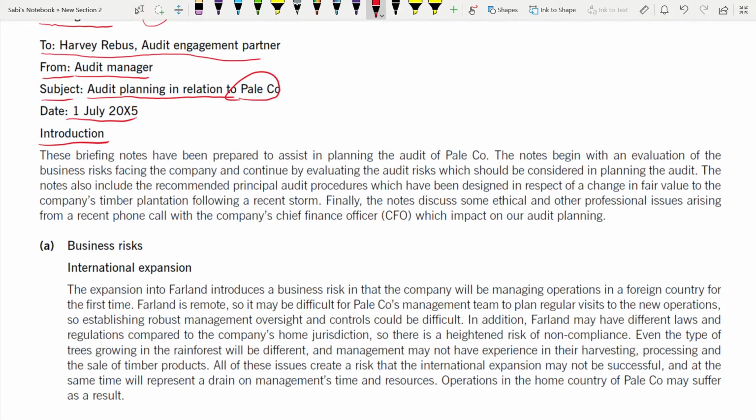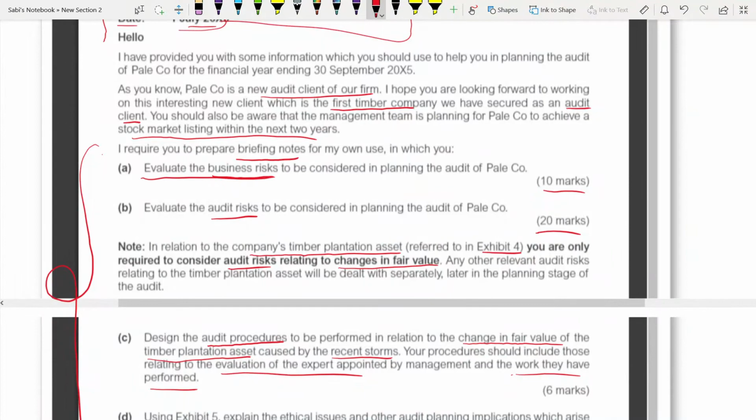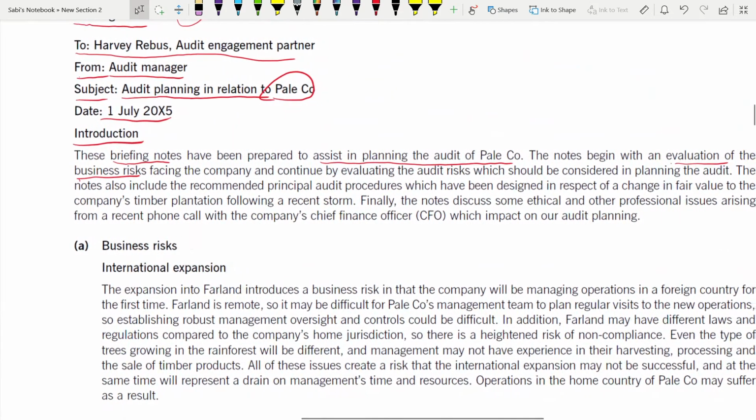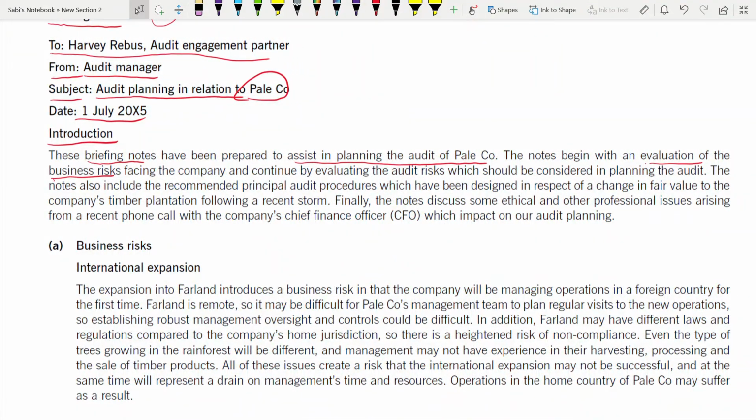This briefing note has been prepared to assist in planning the audit of payroll company. You are writing the purpose of the briefing note in the first line: why it is prepared. Mention the name of the company. Now you can start with the sequence of the briefing note. The note begins with the evaluation of the business risk. You are taking exactly the same words from this requirement. Can you see? Evaluate business risk. So it begins with the evaluation of the business risk facing the company.